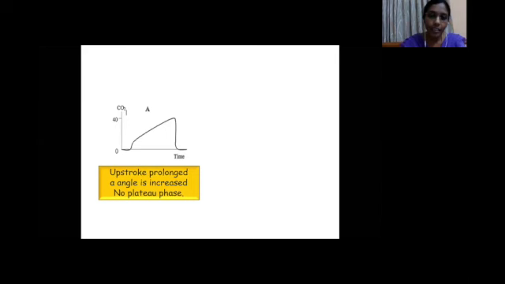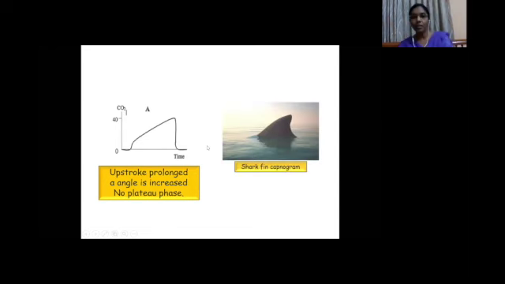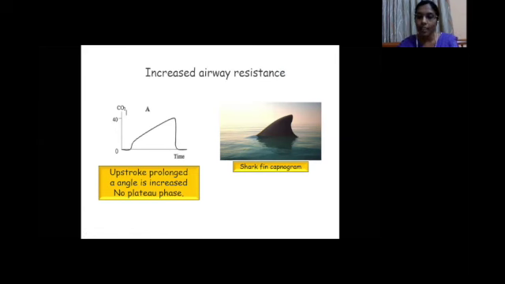Now the next trace: we see the baseline is 0. The upstroke, however, is not rapid. It is prolonged. There is no plateau phase. The alpha angle has increased. And here the patient has started to inspire. This is okay. This capnogram resembles a shark fin, and it is called a shark fin capnogram. What is basically happening is that the expiratory phase is getting prolonged because of some obstruction. The alveolar gases are not coming out as quickly as they should. So this is typical of increased airway resistance.